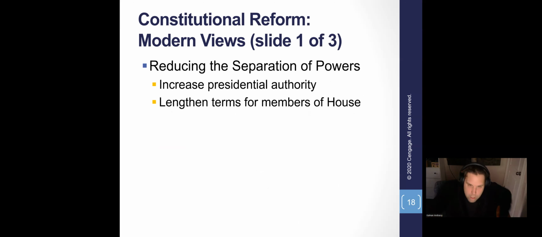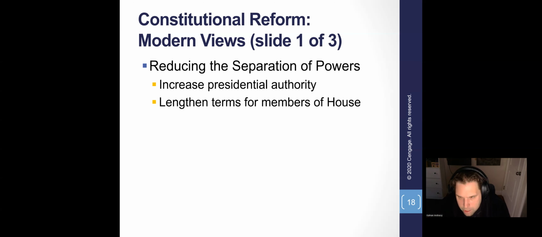Okay, which brings us to today, right? What are some of the big topics of discussion and debates that are still ongoing about the United States government? Well, one is reducing the separation of powers, increasing the authority of the president, and lengthening terms for members of the House. So the members of the House of Representatives serve for 2 years, right? So this is the population-based chamber of the bicameral legislature, that is the Congress. They currently serve for 2 years, and the expectation was people would get in and get out.